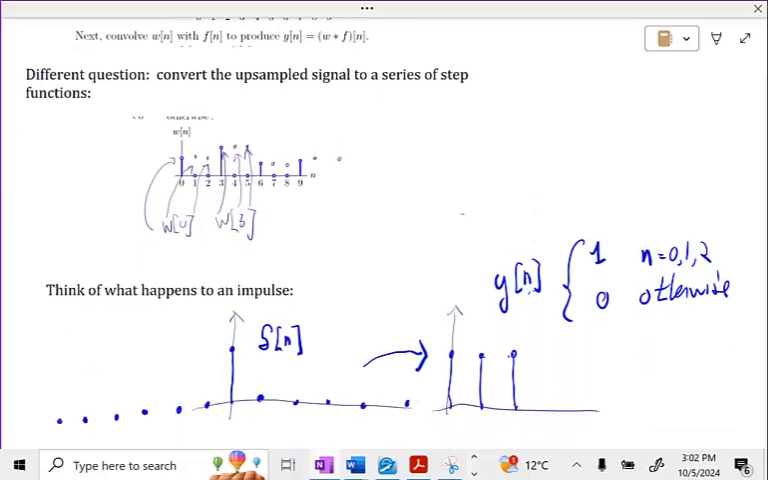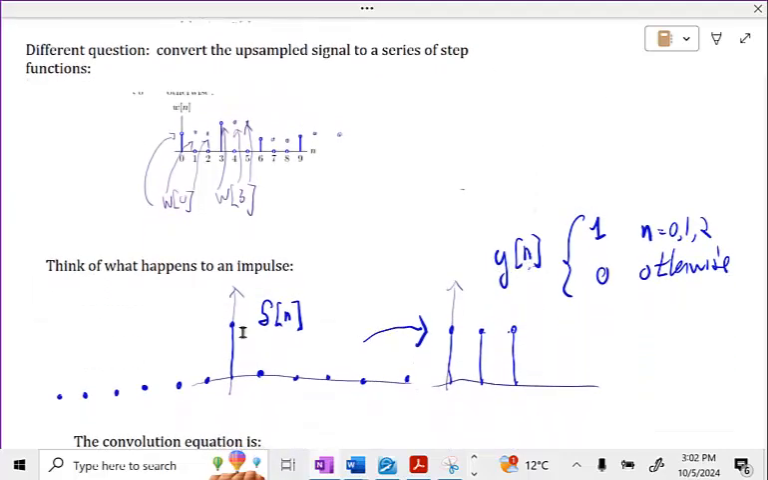So that's really the key to the problem. That one impulse becomes the impulse repeated 3 times, right? This impulse displaced by 3 becomes that impulse displaced by 3 repeated 3 times. All right? So any impulse results in a function like this, which I wrote y of n. It's 1 for n equals 0, 1, 2, and it's 0 otherwise.